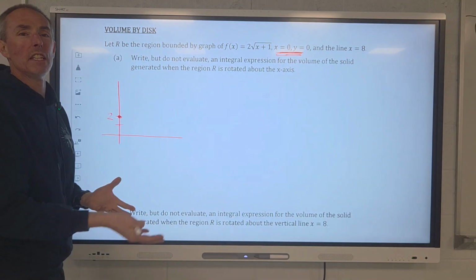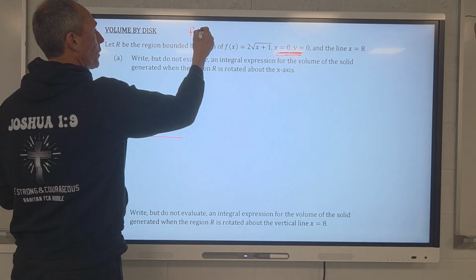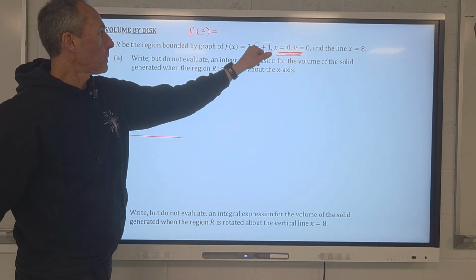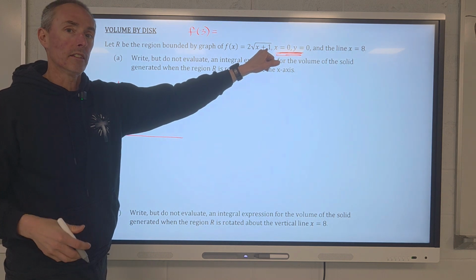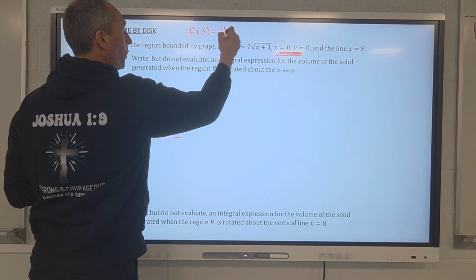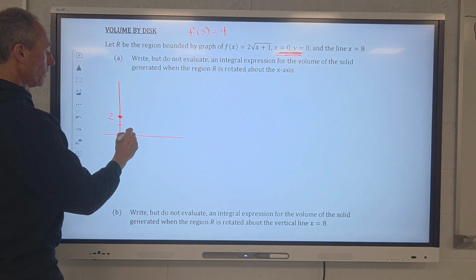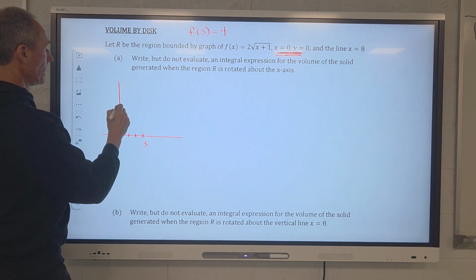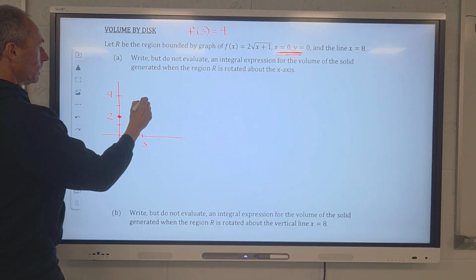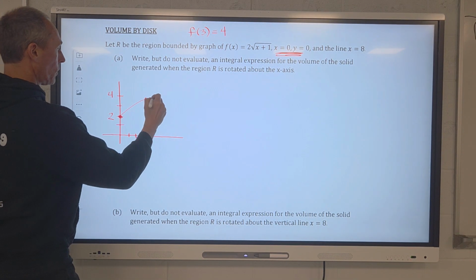Now, pick another convenient number, maybe f of 3, let's say, because 3 plus 1 is 4, and I can do the square root of 4 easily. So that winds up being 4, the final value. Now I have a little bit of a better idea of where this graph's going. It's kind of going out that way.